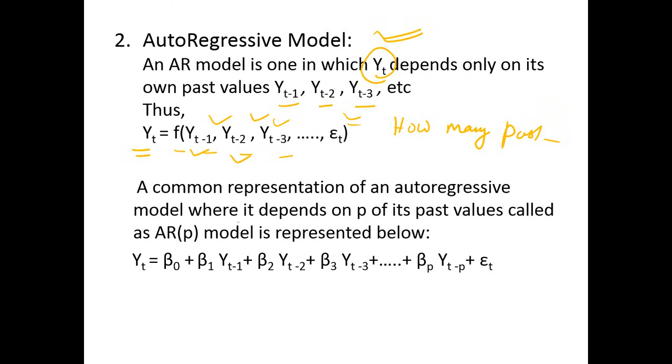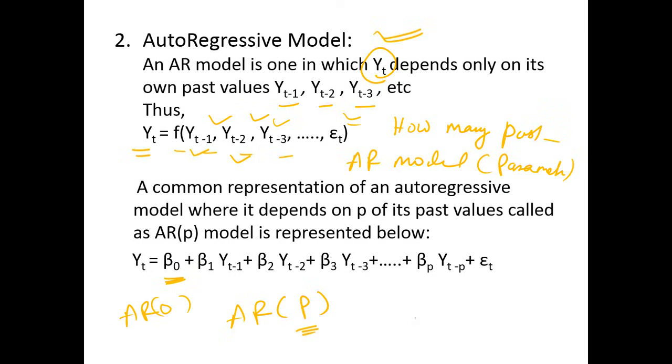The common representation of the model is called the autoregressive model. The autoregressive, or AR, model is always with a parameter. When we say AR(p) model, that means there are p parameters. If you have only the constant, and all the other terms are 0, then this is an AR(0) model: yt is equal to beta naught, no y. If you have only yt minus 1, then this is an AR(1) model.